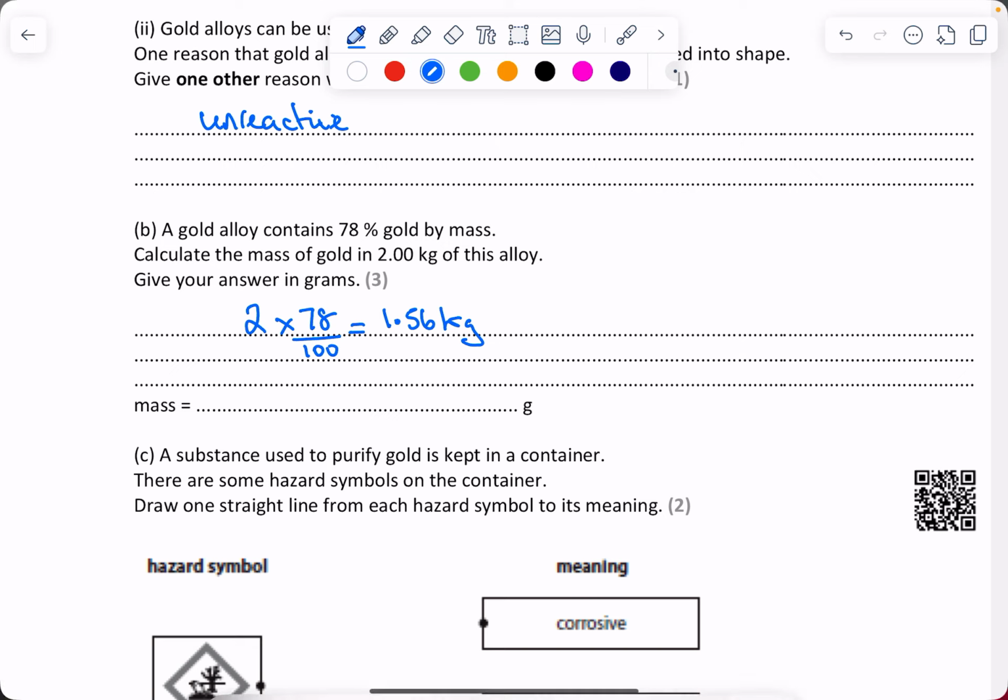To finish this off, then we've got to convert to grams. So then we've got 1.56, and we multiply that by 1,000 to get into grams, and that's going to be 1,560 grams. Mark-wise, there's 3 marks in there for this. So if we have done the 78 over 100, we get a mark. We get a mark for this first answer, and we get a mark for converting it into grams.